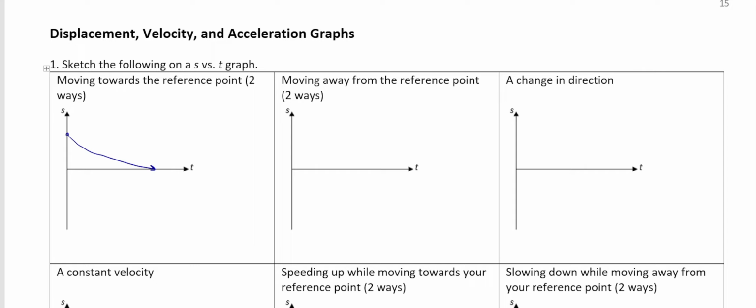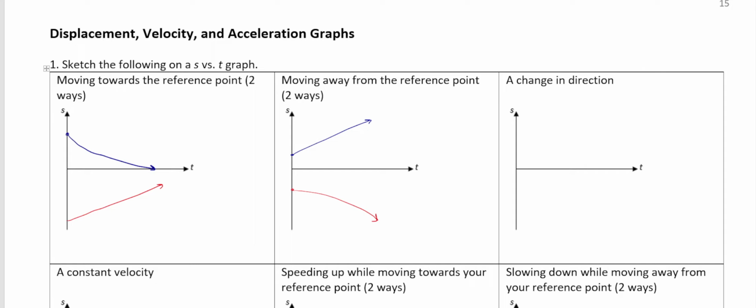The blue graph that you see there is coming from a positive position, but we could also do this coming from a negative position right there. So in both of those cases, those are two ways in which we can move towards the reference point. We can move away from the reference point, starting at a positive position and moving away like this, or we can start from a negative position and move away from the reference point like this. Now, it doesn't matter, one is constant velocity and the other one is non-constant velocity.